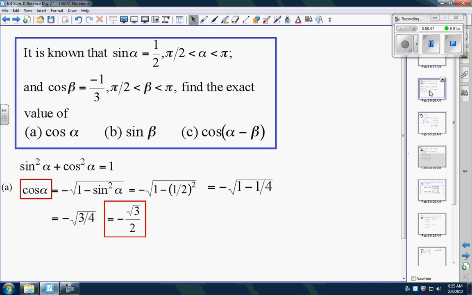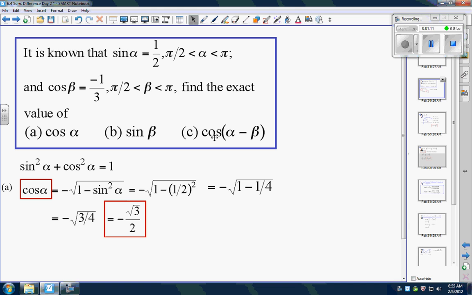All right, here's what they're going to give you in the second half of this. They're going to tell you sine of alpha is 1/2, and they're going to give you a quadrant. So we don't have to worry about inverses or anything. They're going to tell us where this is. They're going to give us cosine of beta, so it's important to keep these separate. And beta is going to be in a different quadrant. They're going to want you to do a couple different things here.